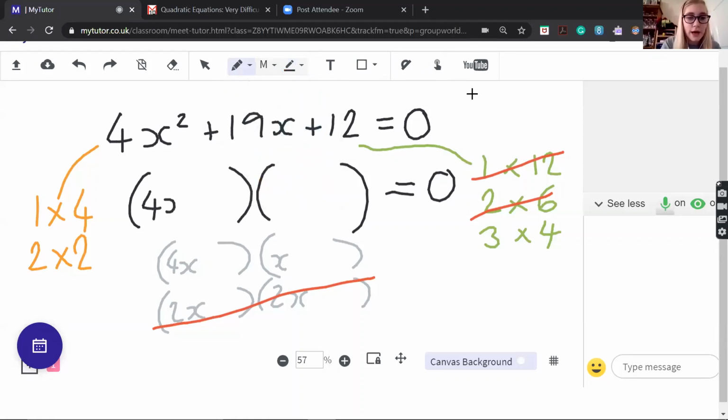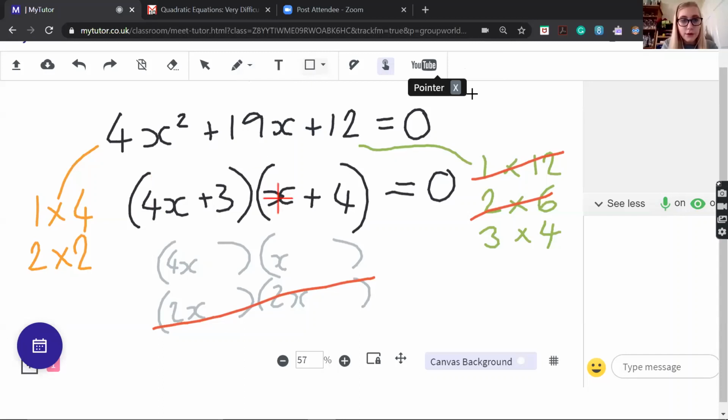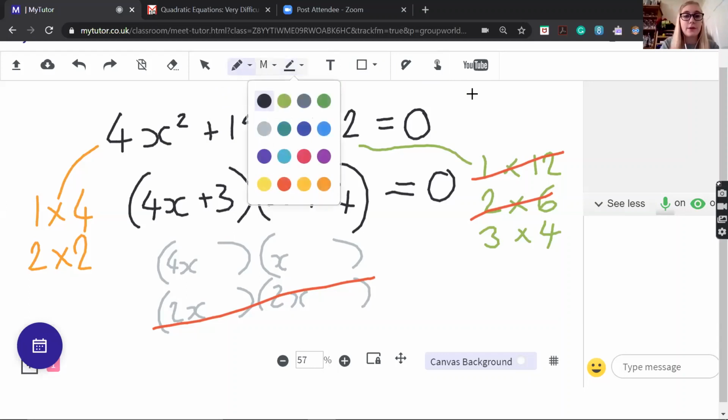It's going to be (4x plus 3)(x plus 4). That's 4x squared plus 3x plus 16x, which gives us 19x, fantastic, plus 12. So this is the equation that we end up with.